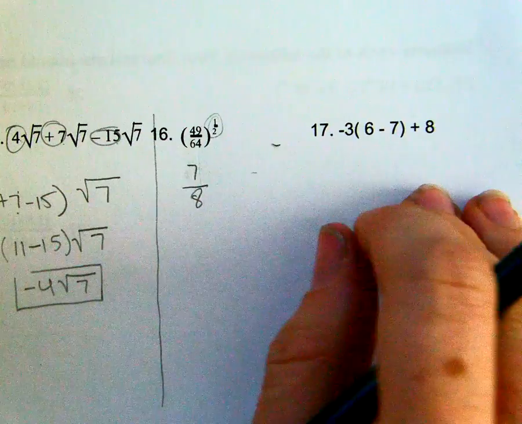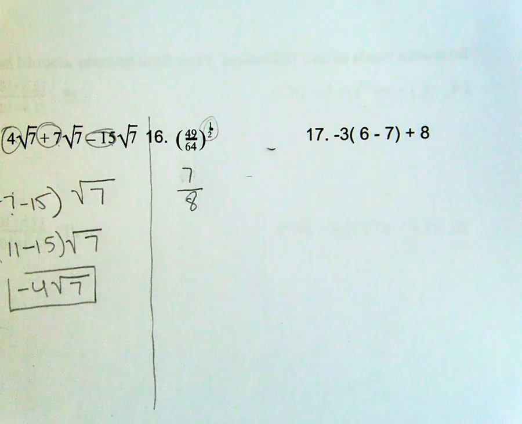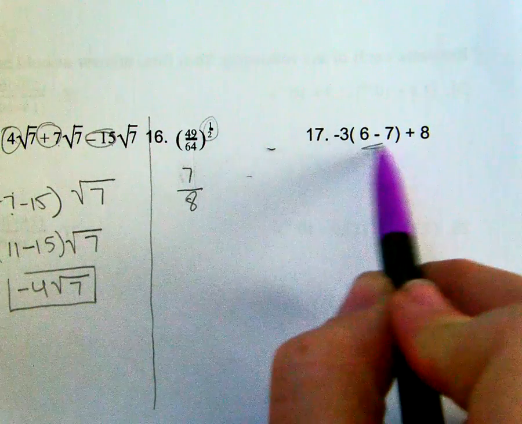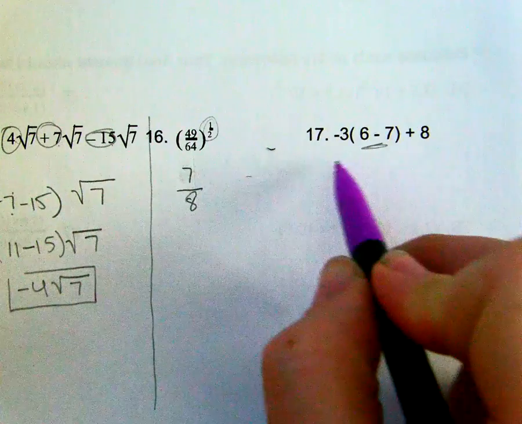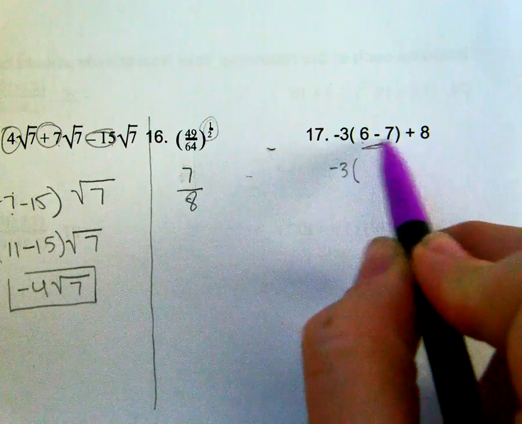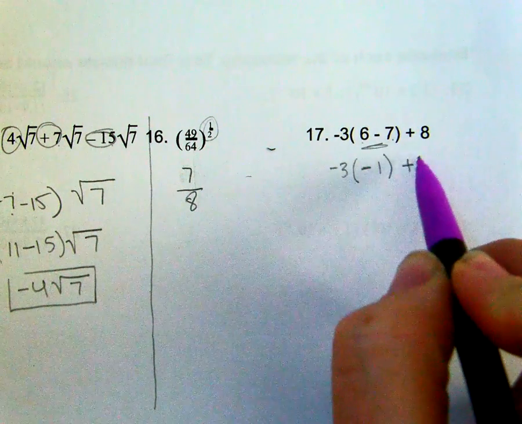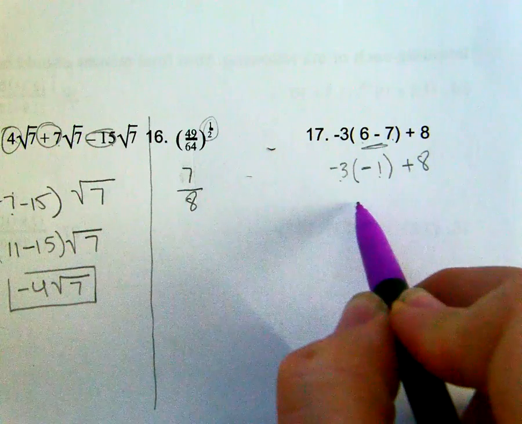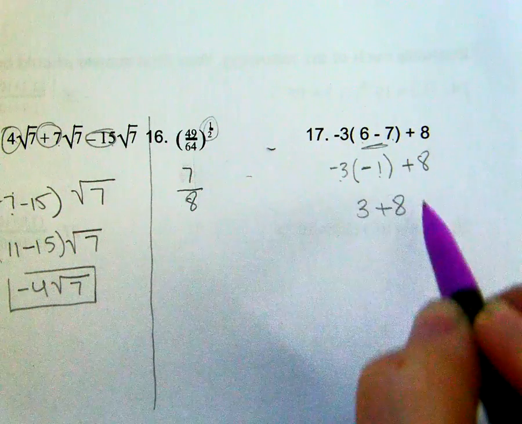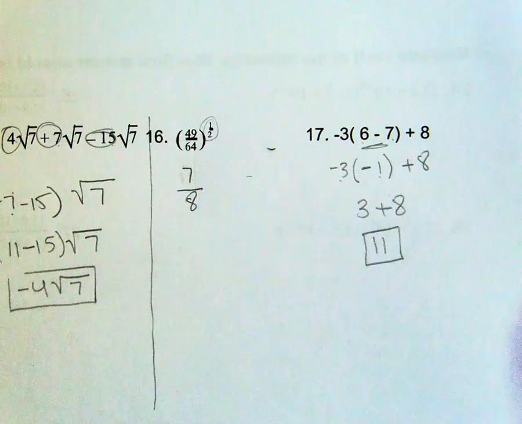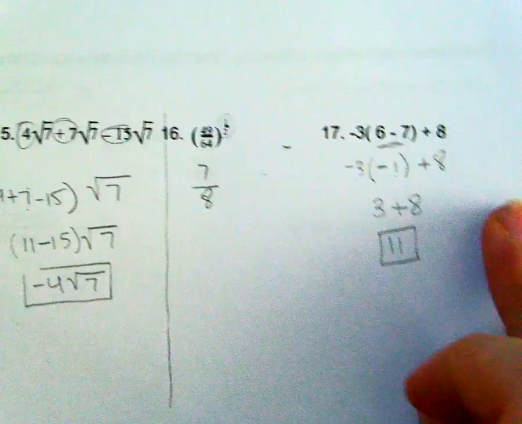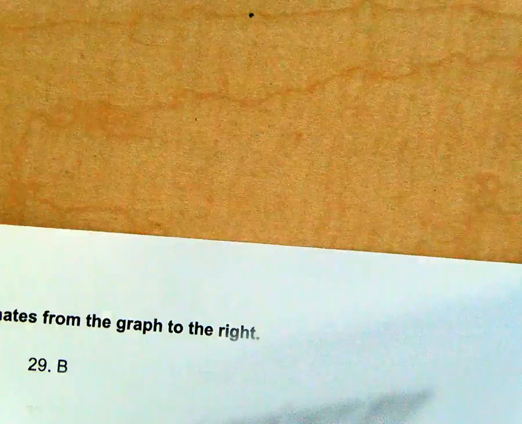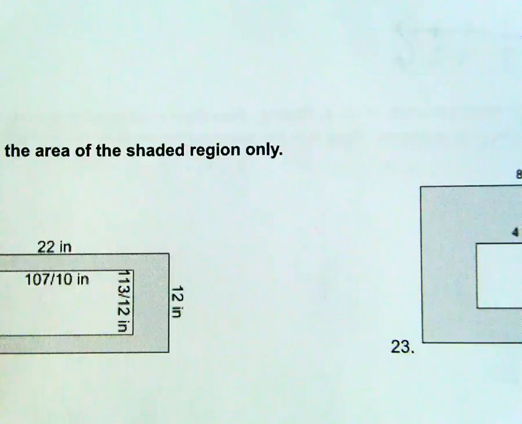Number 17, pretty simple order of operations problem. First, you add the numbers inside the parentheses, right? We're talking PEMDAS here. So we have negative 3 times 6 minus 7, which is negative 1. And then we have negative 3 times negative 1, which is 3. And then 3 plus 8, which is 11. So pretty simple. Just make sure you got parentheses, exponents, multiplication, division, addition, subtraction. PEMDAS.